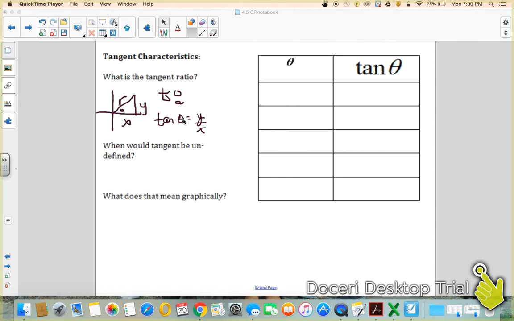Well, there's a problem with this, because whenever you have a fraction, and we're dealing with this fraction y over x, tangent's going to be undefined. It's going to be undefined whenever x is equal to 0 or whenever cosine is equal to 0. These mean the same exact thing. And those are the asymptotes.